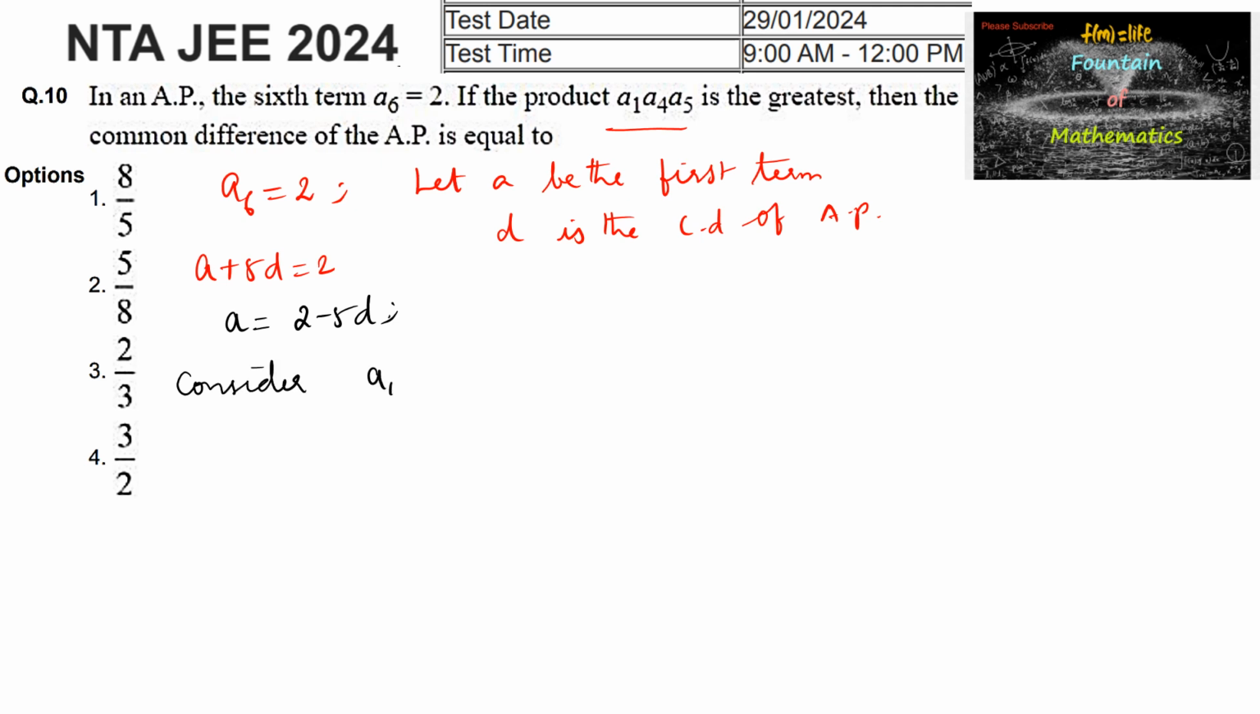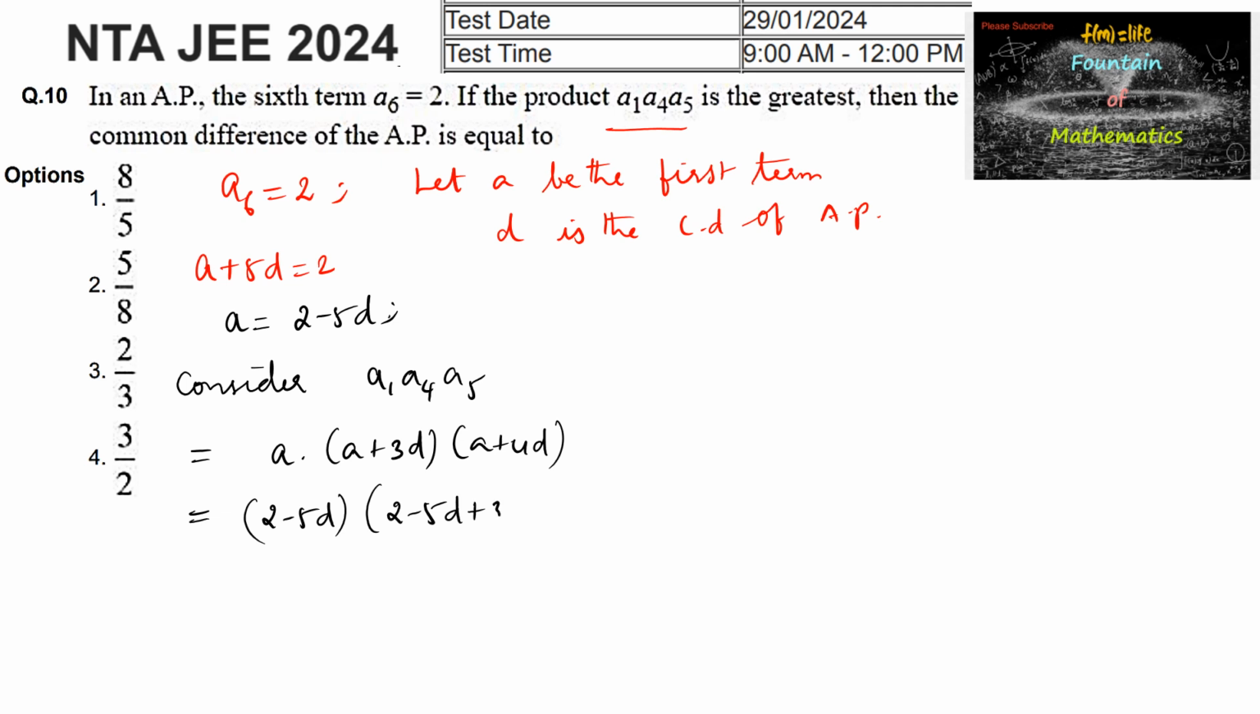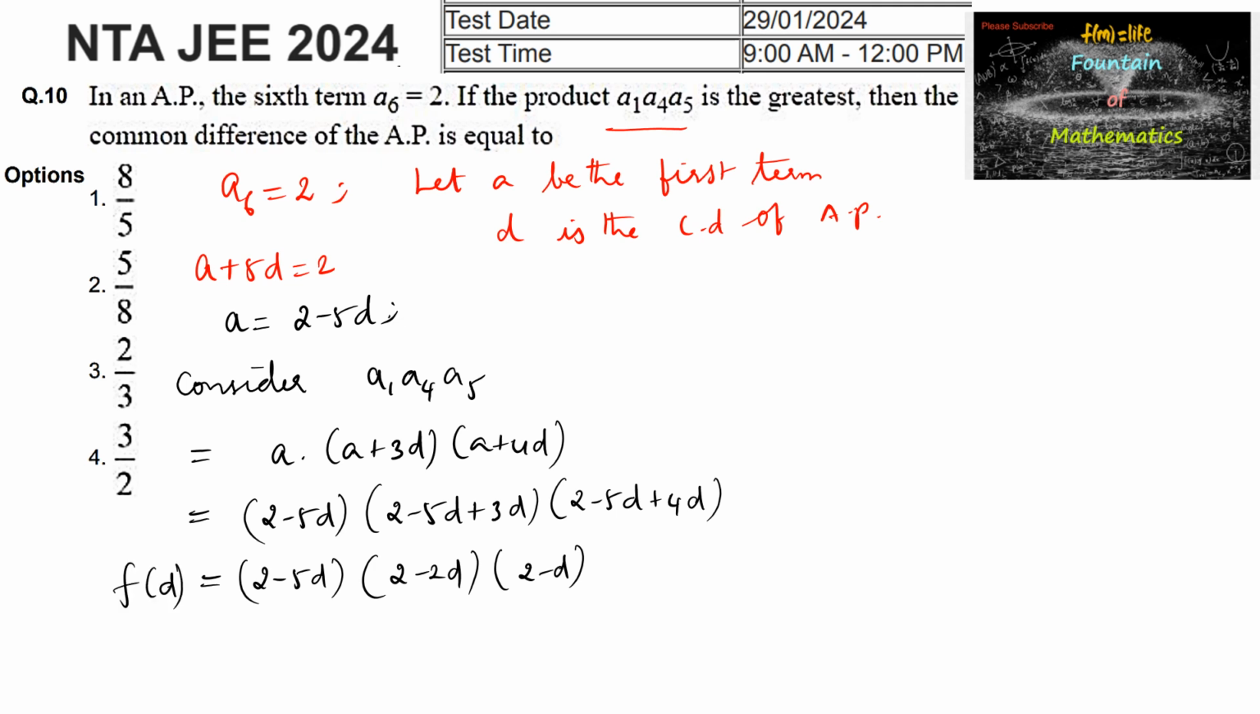the product A1 into A4 into A5, which is equal to A into A plus 3D into A plus 4D. So A we can write as 2 minus 5D, into A plus 3D as 2 minus 5D plus 3D, into 2 minus 5D plus 4D, that is 2 minus 5D into 2 minus 2D into 2 minus D. So here we got the function in terms of D. Let us consider f of D.